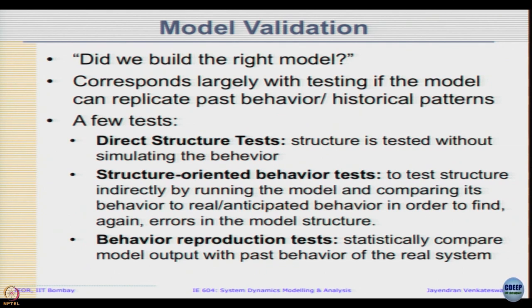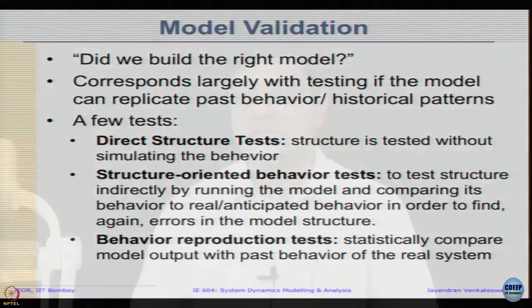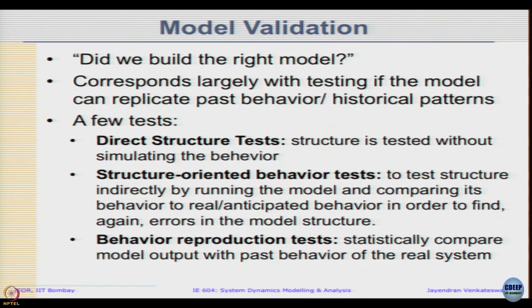Three broad categories of tests are typically done when we talk about model validation. Some of these things may have overlap with model verification. So, that is why we say model verification and validation as a combined activity, with some subtle differences. So, in model validation, the first test that we can try is something called a direct structure test. In this, we are just going to observe the model structure that we have built, without simulating the behavior, and see whether the structure makes sense.